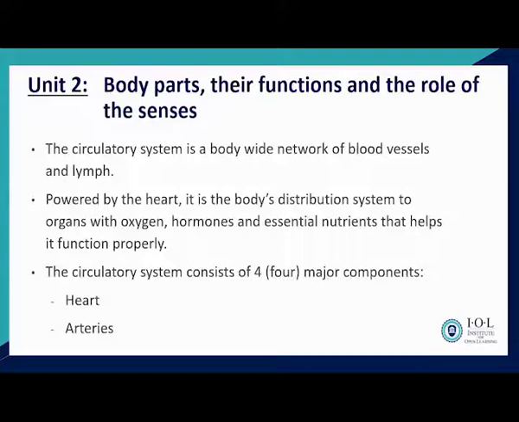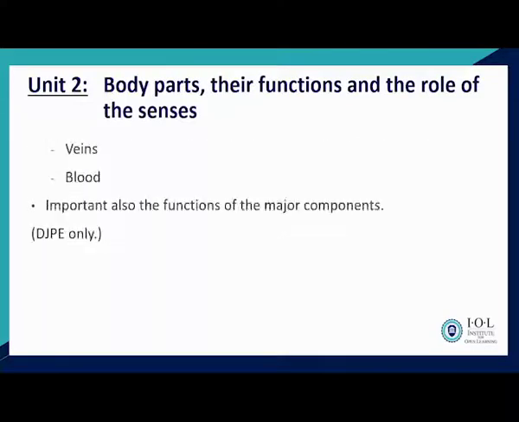The circulatory system is a body-wide network of blood vessels and lymph. Powered by the heart, it is the body's distribution system to organs with oxygen, hormones, and essential nutrients that helps it function properly. The circulatory system consists of four major components: heart, arteries, veins, blood. Important also the functions of the major components, DJPE only.